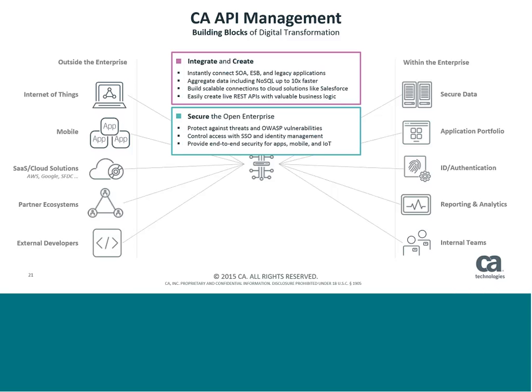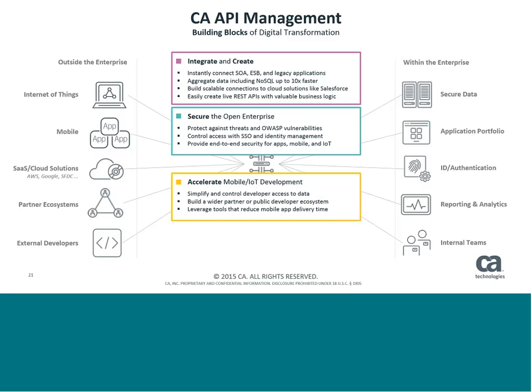The open enterprise, we are talking about making it a digital transformation, which means you are opening up a lot of your enterprise systems and enterprise data to a lot of vulnerabilities out there. So making sure that you're protected against those kinds of threats and having controlled access to your systems, either through single sign-on for better user experience, identity management to make sure that the right people get access to the right systems and all that. And again, as I said, end-to-end security for apps, mobile, and IoT devices.